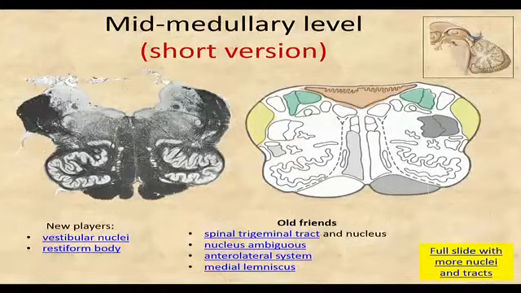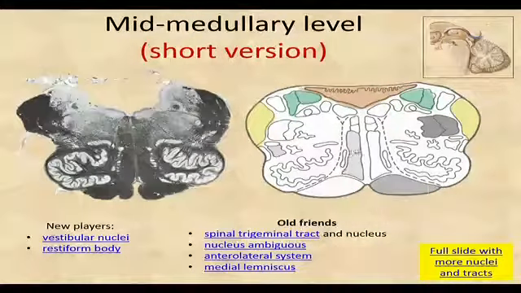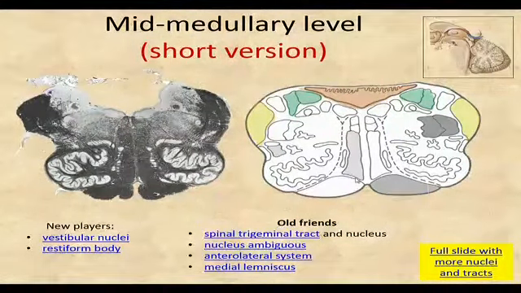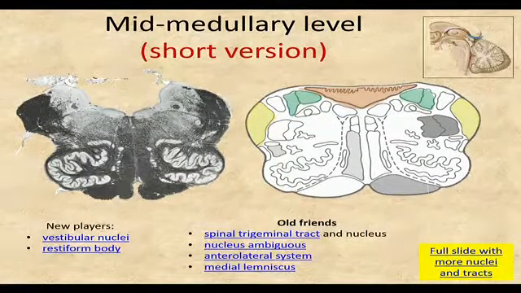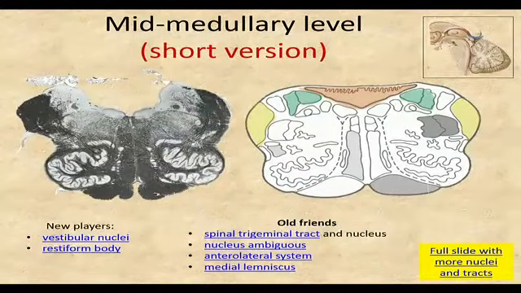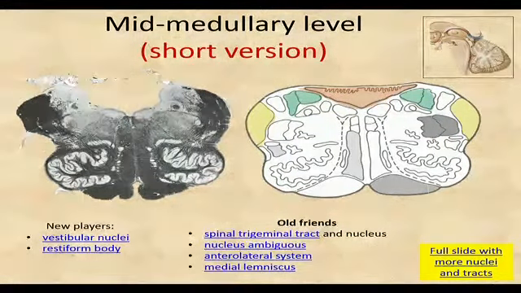All right, so the new players here at the mid-medullary level, we have all the other stuff. We have the medial lemniscus and we have the nucleus ambiguus still, but we have some new ones come into play. The vestibular nuclei that are depicted here in green, they're bigger, they course longer than the cochlear nuclei. They're in slightly different positions, but they're pretty close to each other. But the vestibular nuclei are going to start earlier and end longer. So they start lower and end up higher.